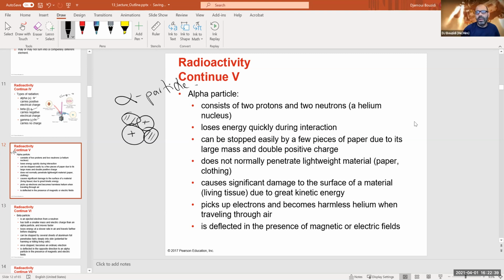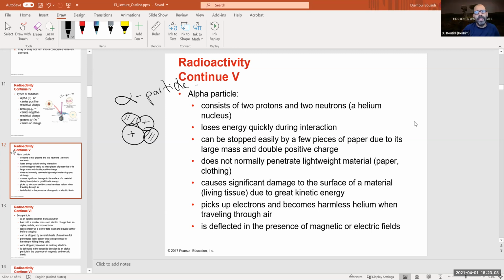Okay. It loses energy quickly during interaction because it's a supermassive object. It has a very large mass, so you can stop it really easily. And it interacts with matter easily, so that's why a piece of paper, or a piece of clothing, should protect you from the alpha particles.